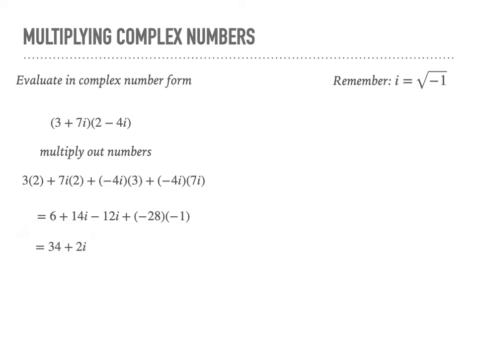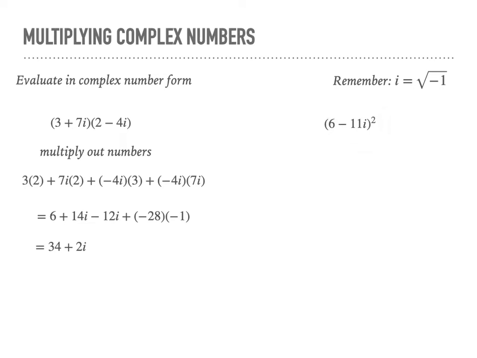And simplifying that even farther, we get 34 plus 2i as our final result. Remember to always put it in the form of a plus bi. So the correct form would be 34 plus 2i, not 2i plus 34.